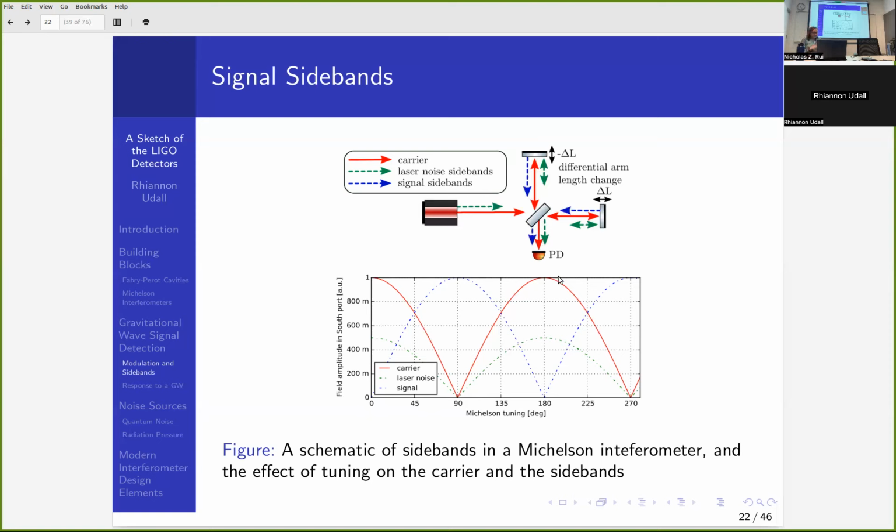So this implies that we can get minimum power on the photodiode from stuff we don't care about, the carrier, while maximizing the power from the signal if we're at the dark fringe. But there's a catch to that we'll get into in just a second.